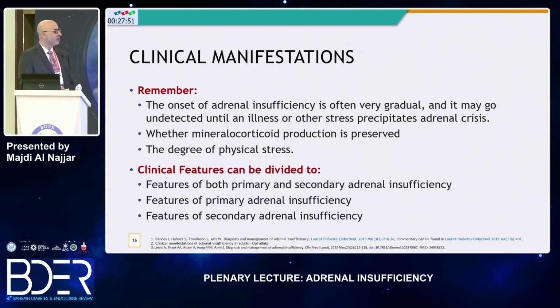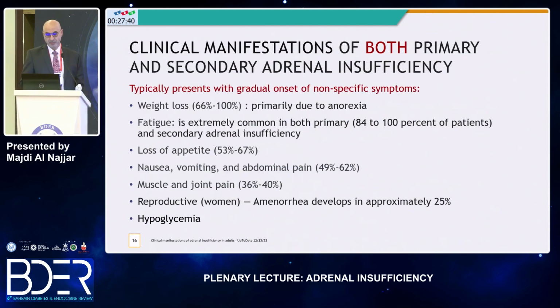The features can be divided into three parts. One, which is related to both primary and secondary. Then what's more specific to primary adrenal insufficiency and what's more specific to secondary adrenal insufficiency. One can be in both. Weight loss, almost all patients will come with weight loss. Most patients will come with fatigue. It's common to have loss of appetite, nausea, vomiting, abdominal pain.